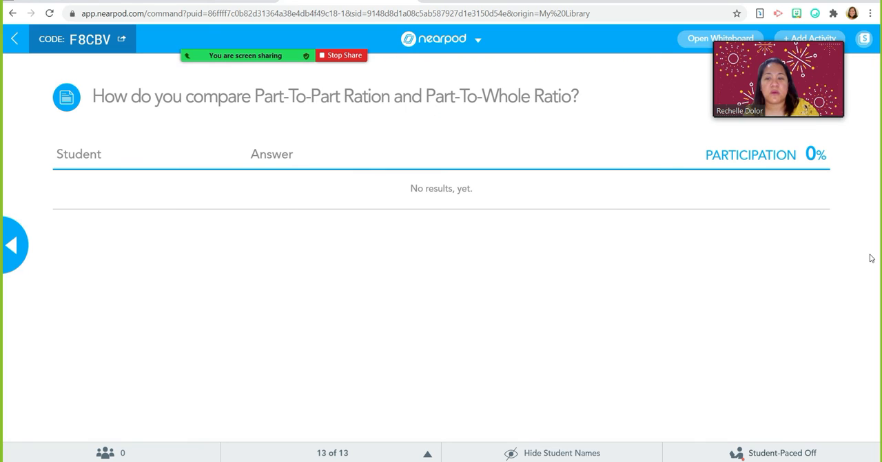Okay, next, what have you learned about part-to-part ratio and part-to-whole ratio? Alright, thank you for your participation and hope you learned something.